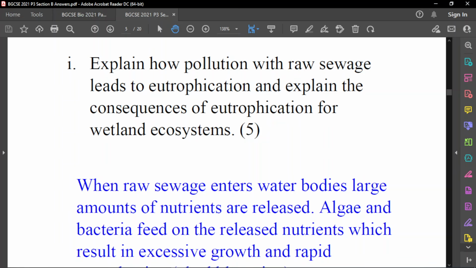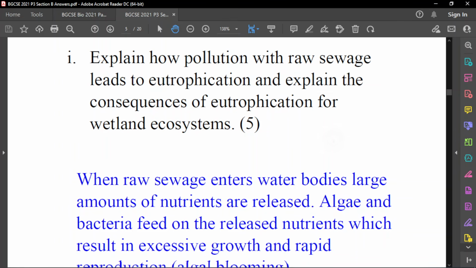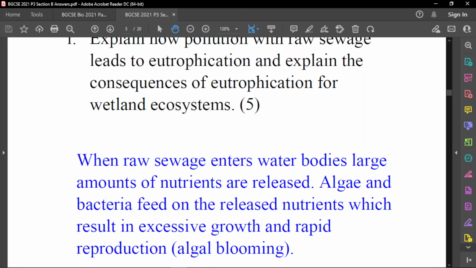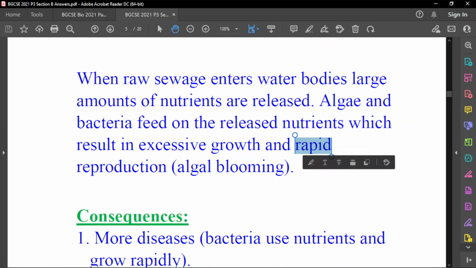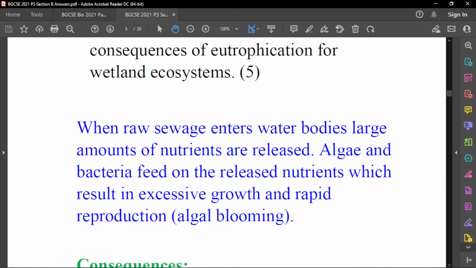So first to begin, 5 marks. That's a point out. I know what eutrophication is. Eutrophication is when nutrients get into the water bodies and cause the excess growth of algae. Of course, because of that, there are a number of negative effects that may take place. So eutrophication is when nutrients get into the water body and cause excess growth of algae, which we call algal blooming. So you say when raw sewage enters water bodies, a large amount of nutrients are released. Algae and bacteria feed on the released nutrients, which results in excess and rapid growth of algae, called algal blooming.